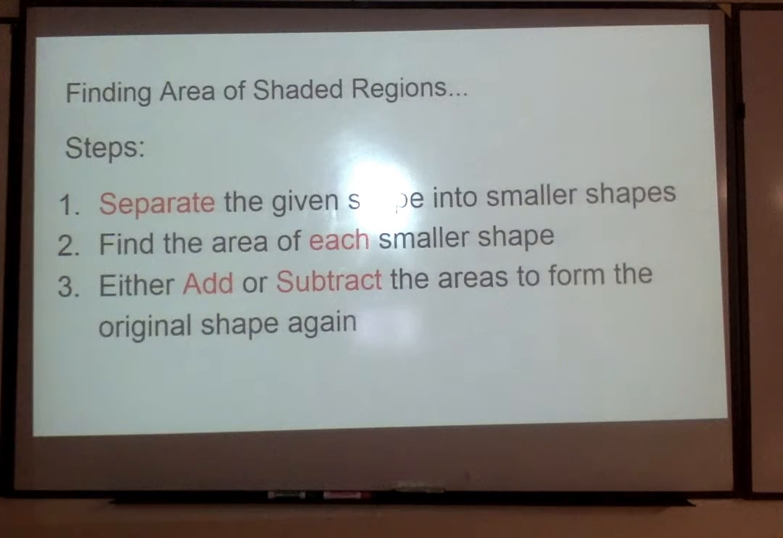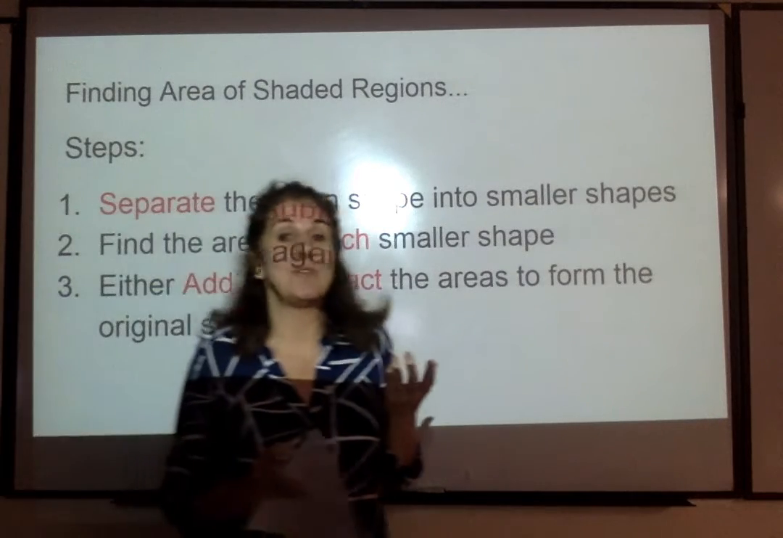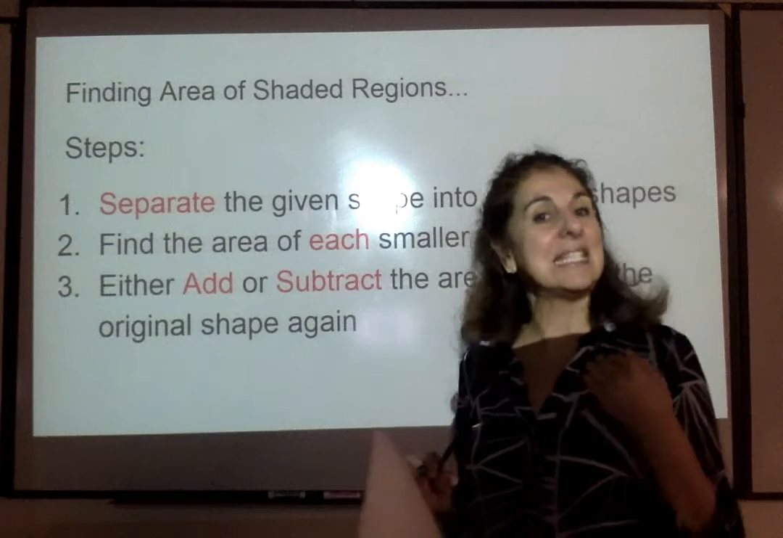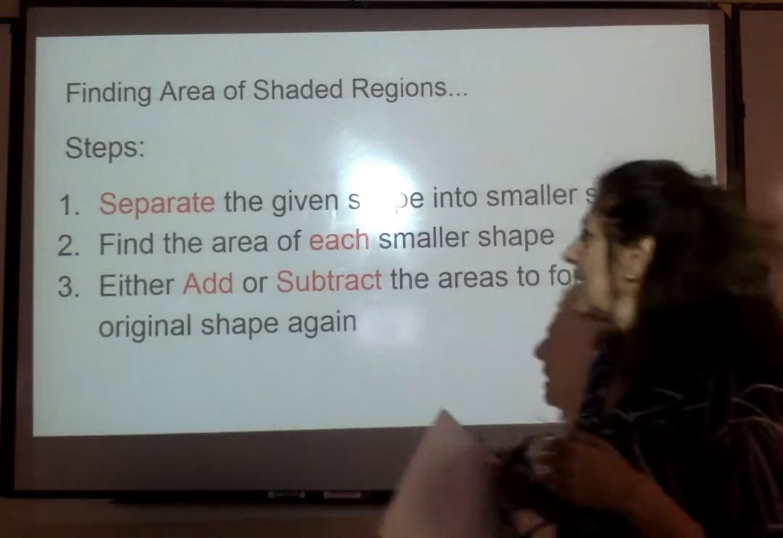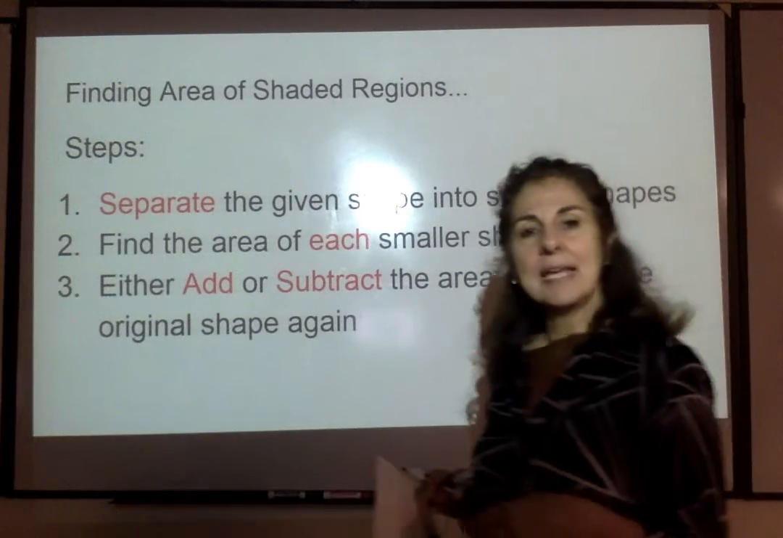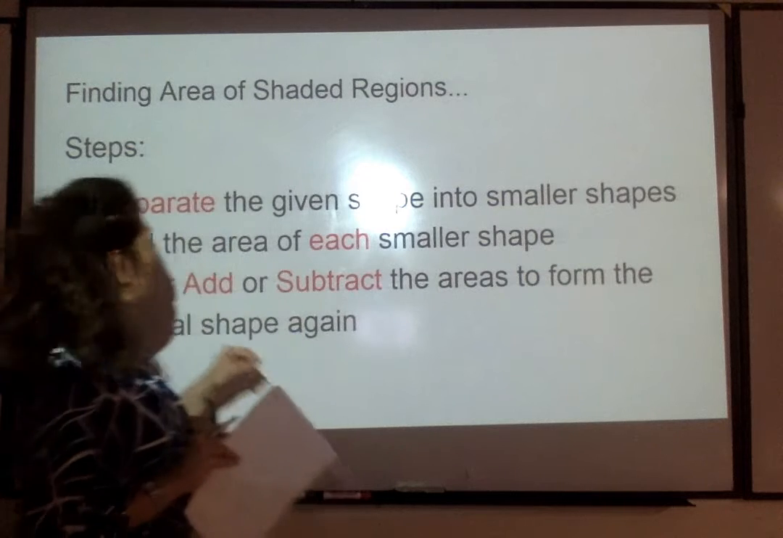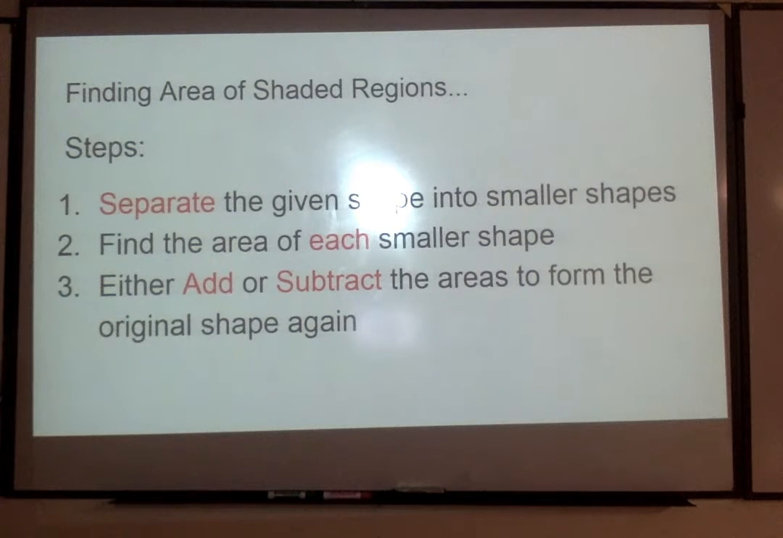We separate the given shapes into smaller shapes. So we get one shape that we probably don't know how to work with, or even shapes that we've never seen before, and then we separate them into smaller shapes. Then what do we do? We find the area of each one of the smaller shapes, the areas of the shapes that we already know, and we work with them. And then we either add or subtract the areas to form the original shape again. So it's not very complicated, but it has several parts.